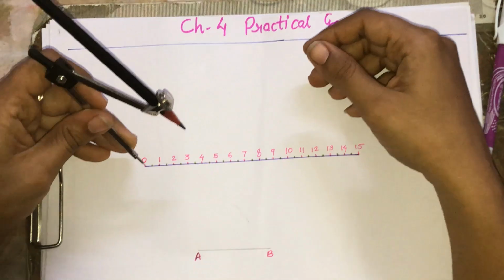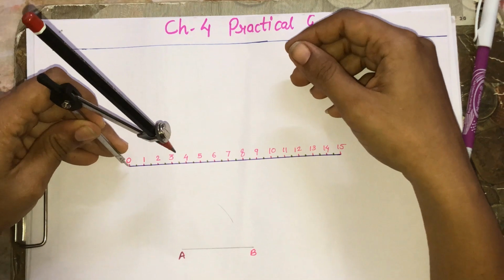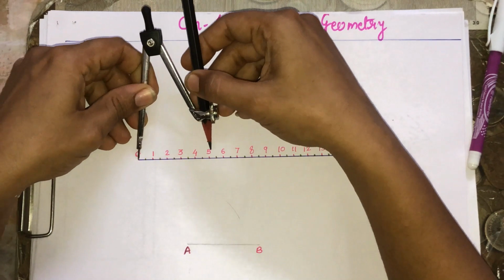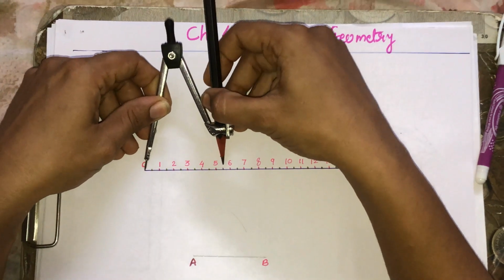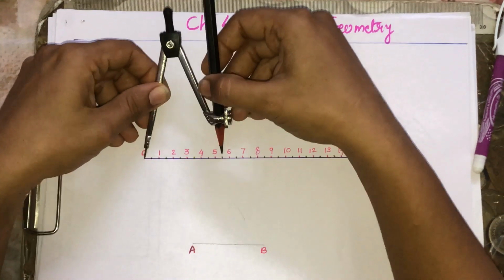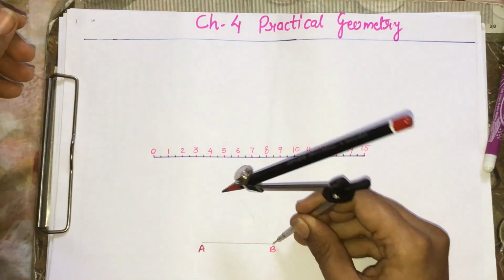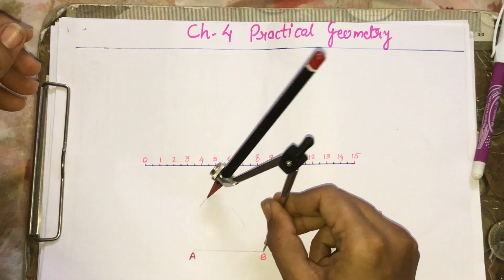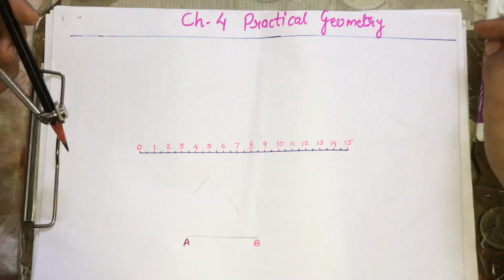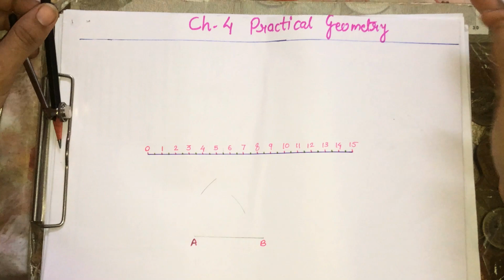Suppose the next arc I have to put is of 4.5 centimeter, or say 5.5 centimeter. For 5.5 centimeter, what I'll do is, this is 5 centimeter and this is 5.5 centimeter. So this is the radius I have taken, 5.5 centimeter, and now I'll put the arc of 5.5 centimeter. So this is the easier way to measure the radius on the compass using the virtual scale.